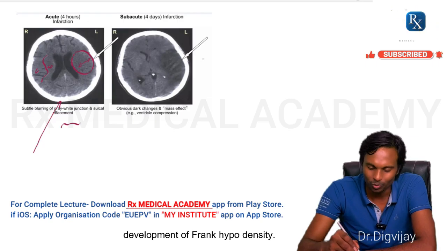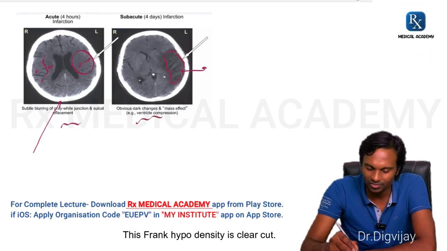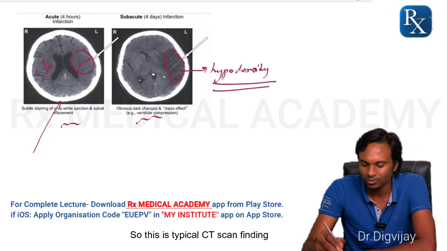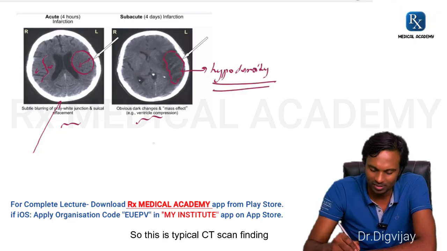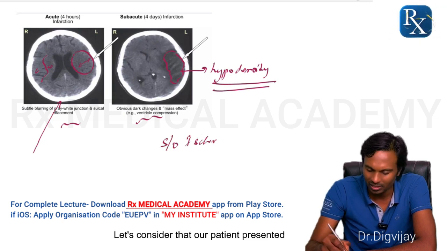Whereas over a period of time, there will be development of frank hypodensity. This frank hypodensity is a clear-cut sign in CT scan for ischemic stroke. So this is a typical CT scan finding which is suggestive of ischemic stroke.